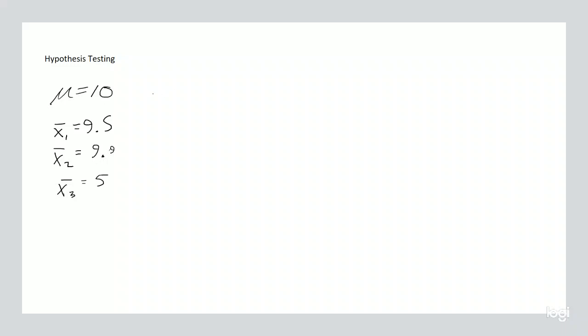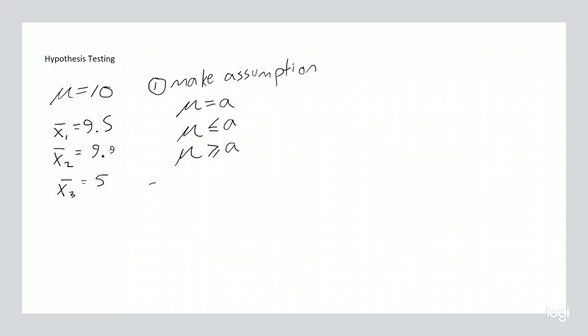And we'll go through the steps of hypothesis testing, and then we'll talk about how to do this in a more formal way. So the first step is you make your assumption. So you make your assumption about the population mean. Okay, maybe that assumption is that the population mean is equal to some value. Maybe your assumption is that it's less than or equal to some value. Maybe your assumption is that it's more than or equal to some value. You make some assumption.